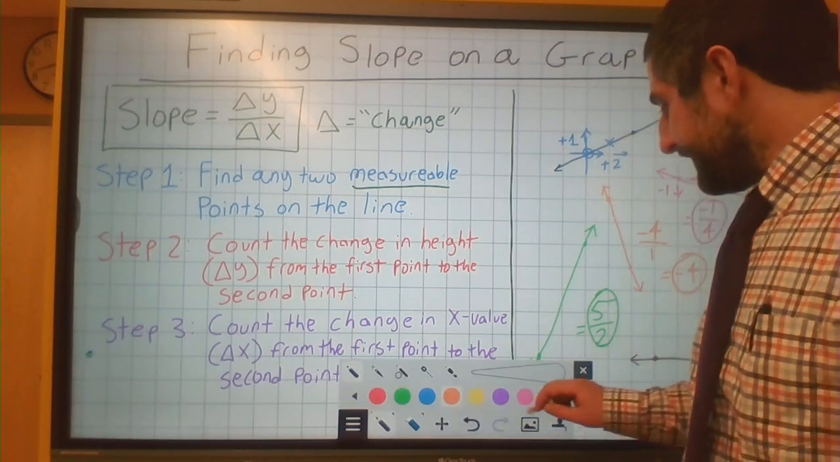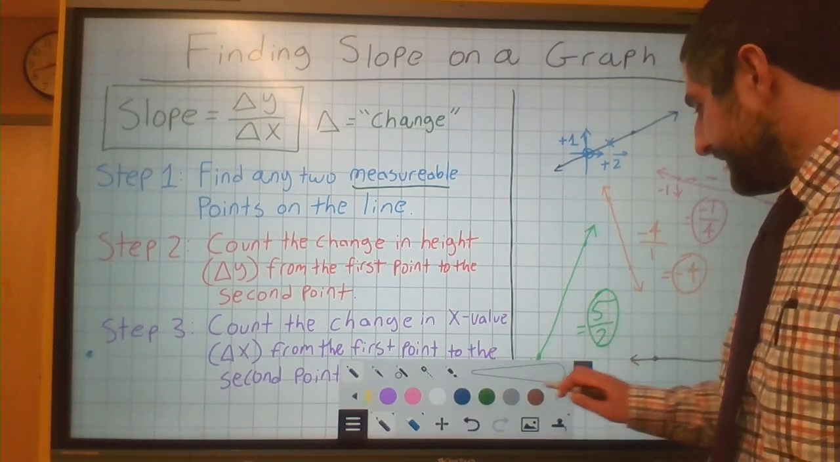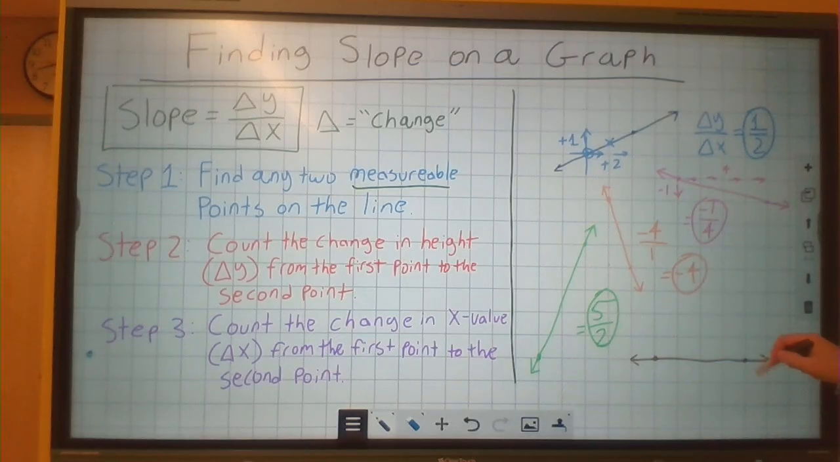And then finally down at the bottom, we've got the brown line. The brown line, well, if we tried to make a fraction out of it, we can see it doesn't go up or down. So it's got a fraction of 0/4. But as we know, any fraction with a top number of 0 is just going to equal 0. So our slope is 0 for the brown line, the horizontal line.